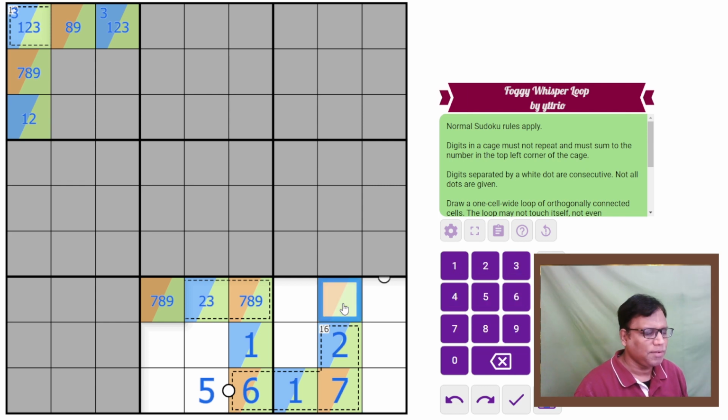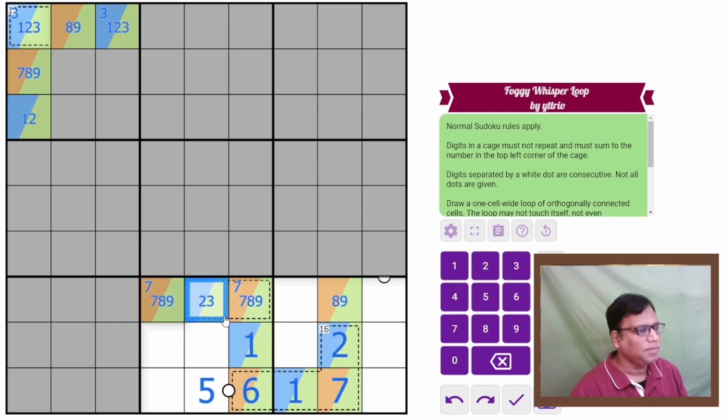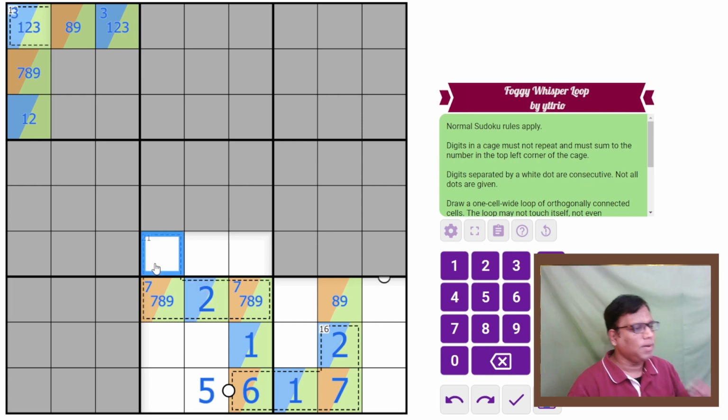Can this be 6? No, it can't be 6. We got it because 2 is not 5 away from 6. So that's 8, 9, and we got 7, 8, 9. That means one of this is 7, and if one of this is 7, this cannot be 3, because 3 is not far away from 7. That means this is 2. Yeah, we get revealed. That is 21.